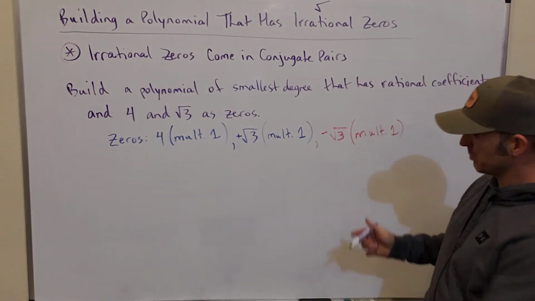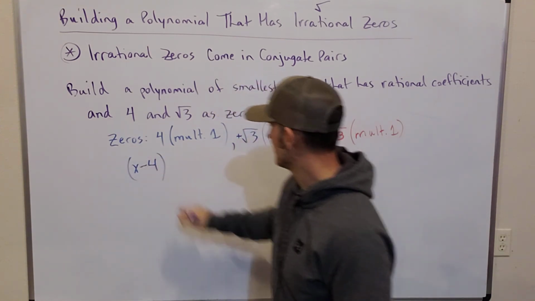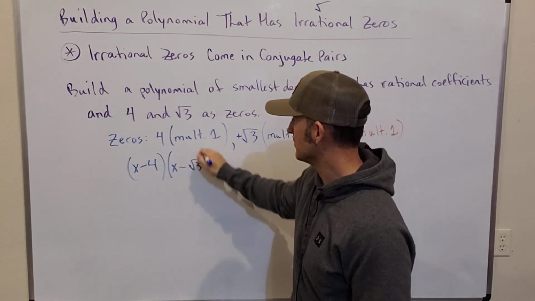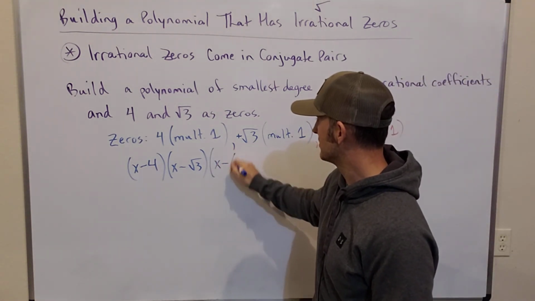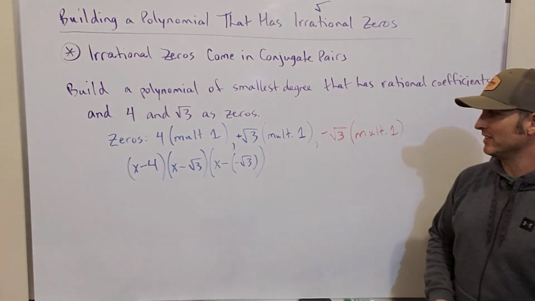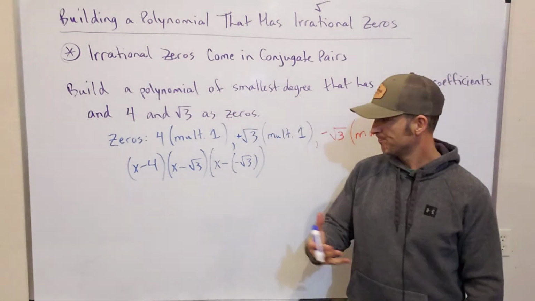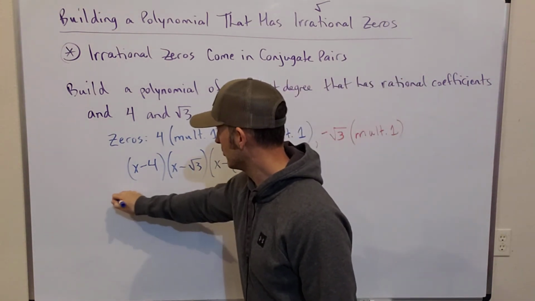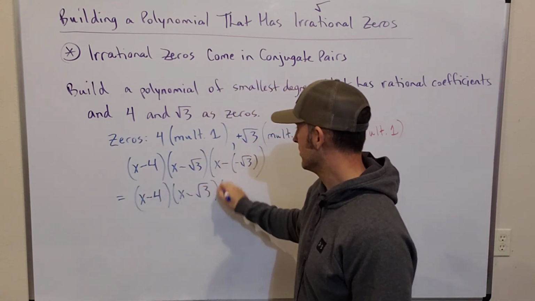All right, let's get down to building the polynomial now. 4 is a 0, which means x minus 4 is a factor. Positive square root of 3 is a 0, which means x minus positive square root of 3 is a factor. And negative square root of 3 is a 0, so x minus negative square root of 3 is a factor. So now we want to multiply these guys together to get our polynomial of smallest degree. However, I notice that I've got x minus a negative square root of 3 here. So I'm gonna go ahead and rewrite that as x plus the square root of 3.